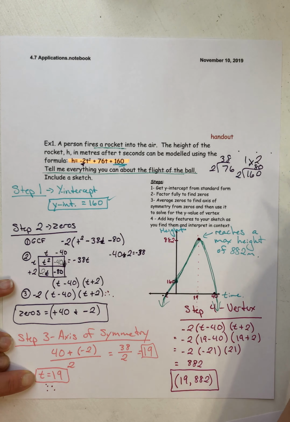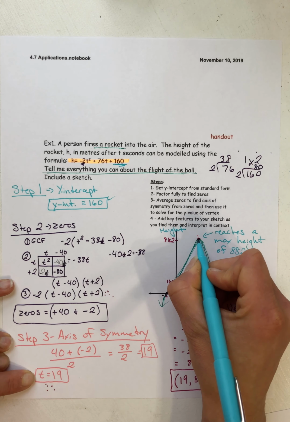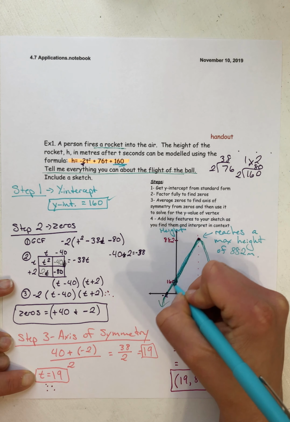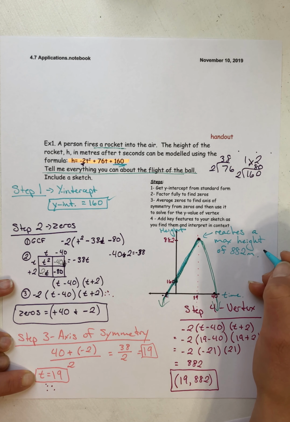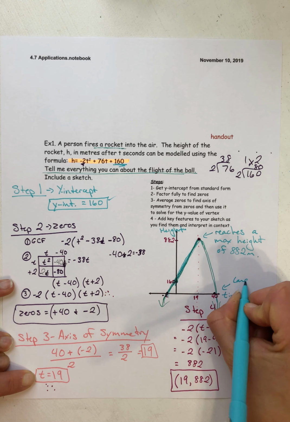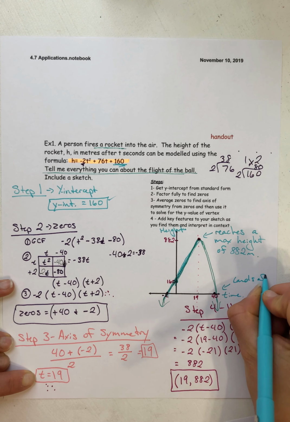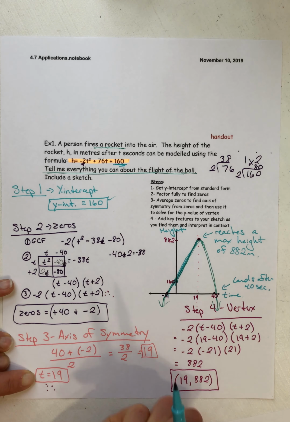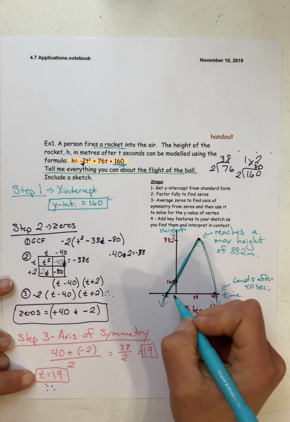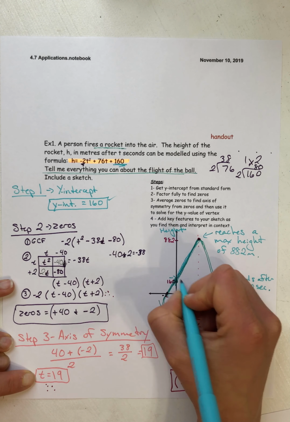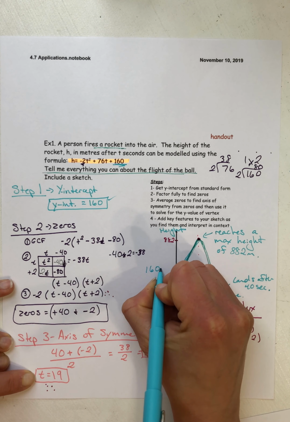So when we look at this graph, we know that it reaches a max height, so this is its max. It doesn't go any higher than this. Oh, this is not a pretty parabola. And we know that it lands after 40 seconds. And it is launched, right? It's not launched from the ground. So it's launched at 160 meters.